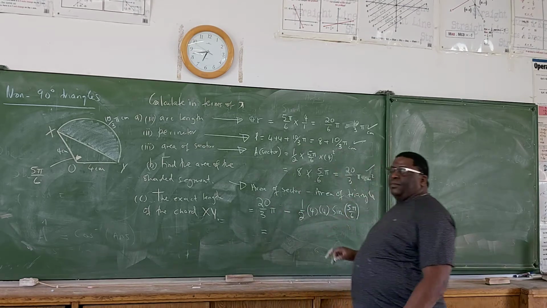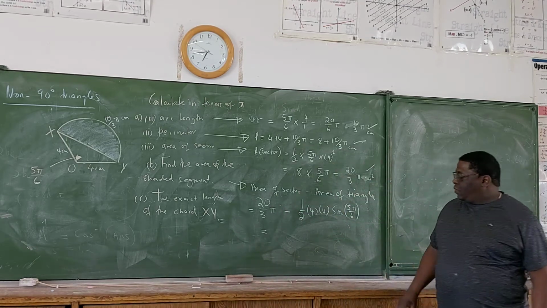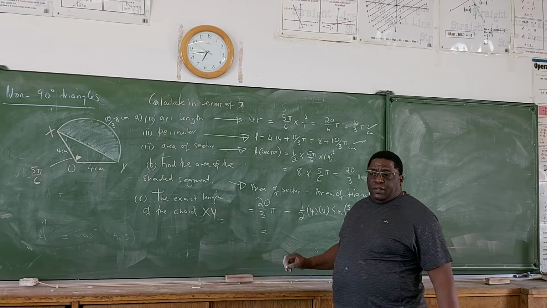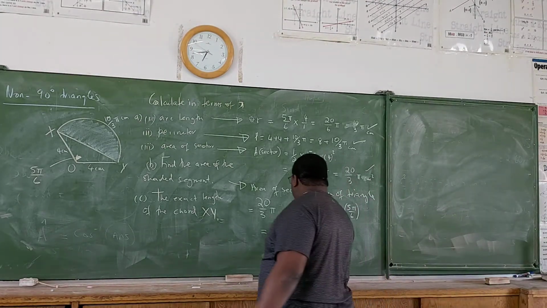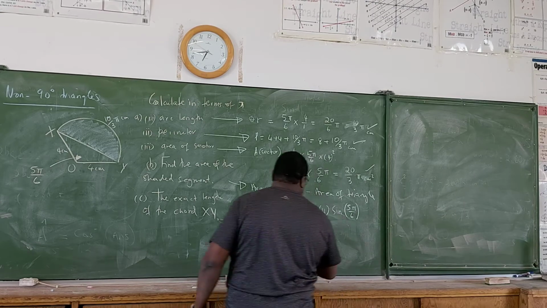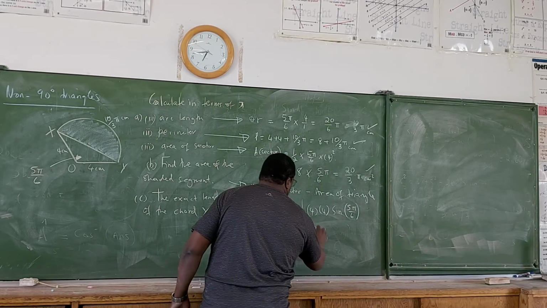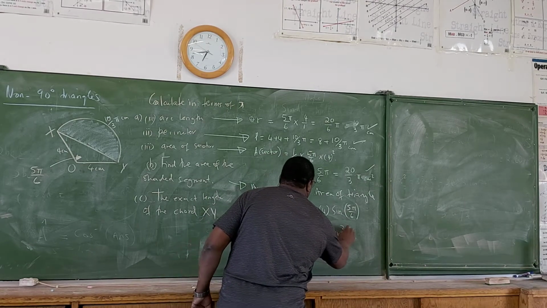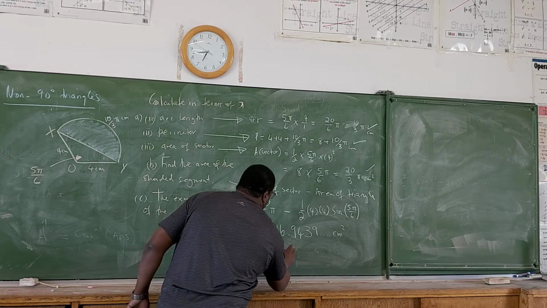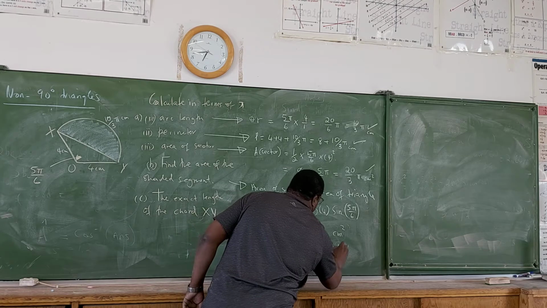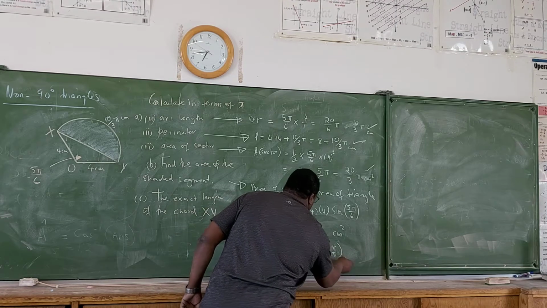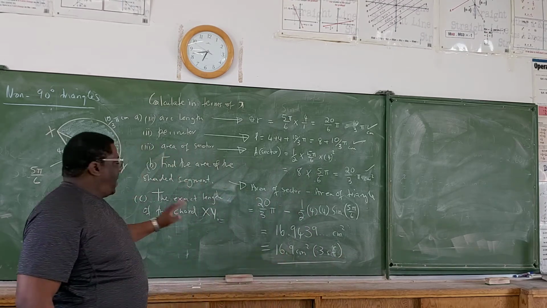So, what do you get? 16.9439. 16.94. Did you get the same answer? Yes, sir. To 3 significant figures.